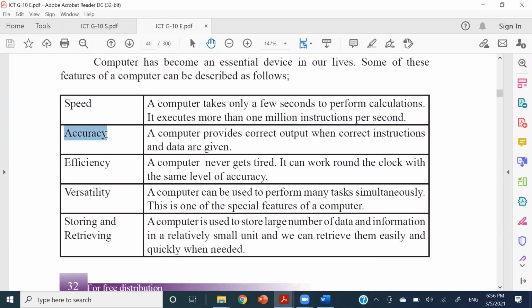So the second point, accuracy, and it's better you copy down the entire sentence regarding the accuracy. Regarding the efficiency, do the same.